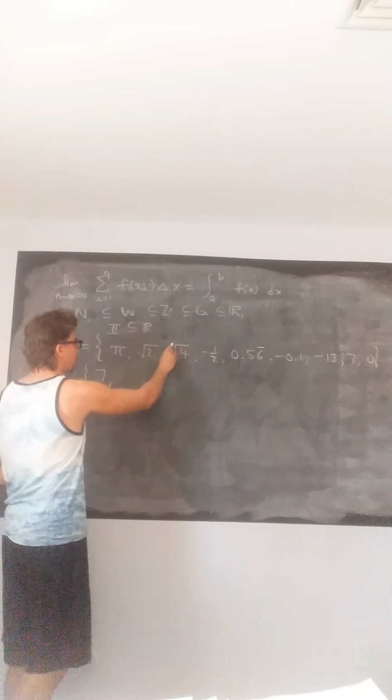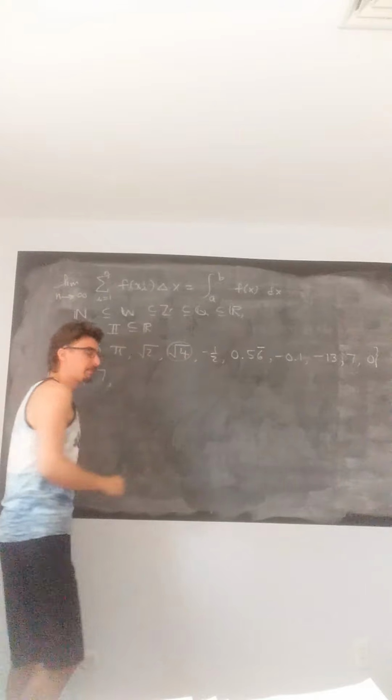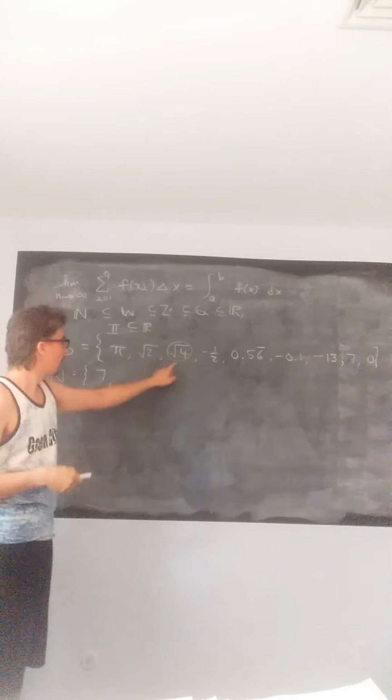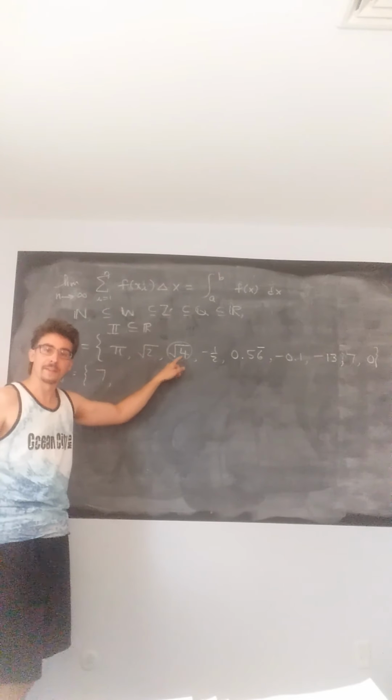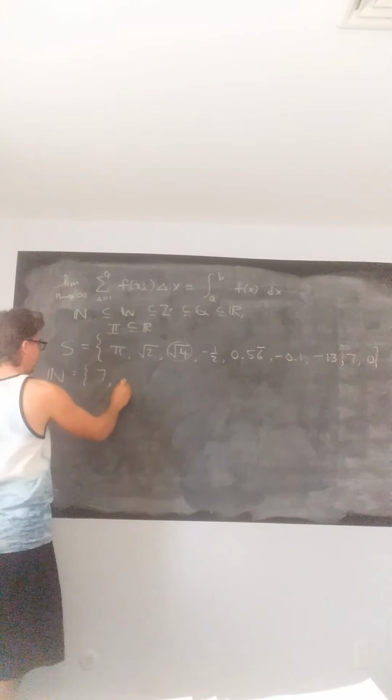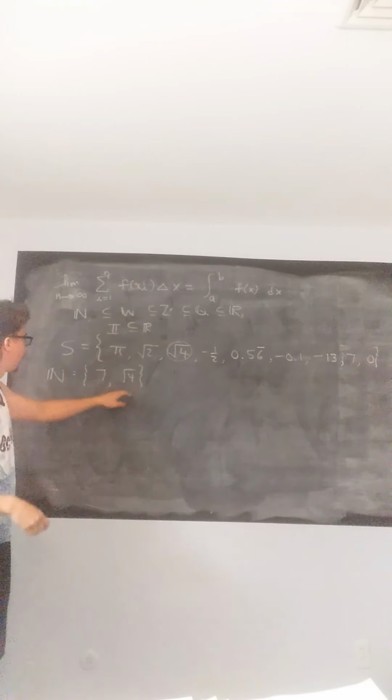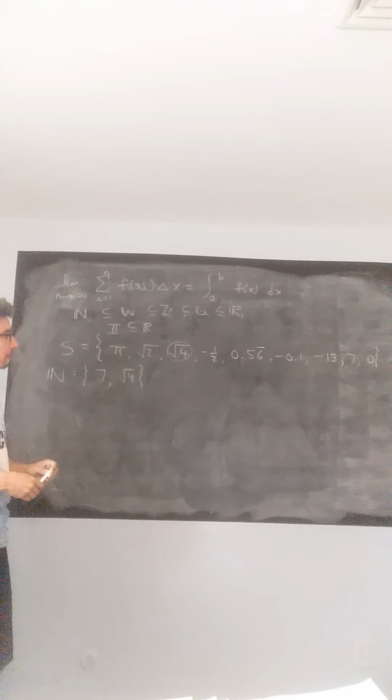It would be the square root of 4. Now, oftentimes we see a root and we think, oh, it's automatically irrational, but not the case here. Because what is the square root of 4? It is the number 2. So 2 is clearly natural. So the natural numbers in this set contain 7 and the square root of 4.